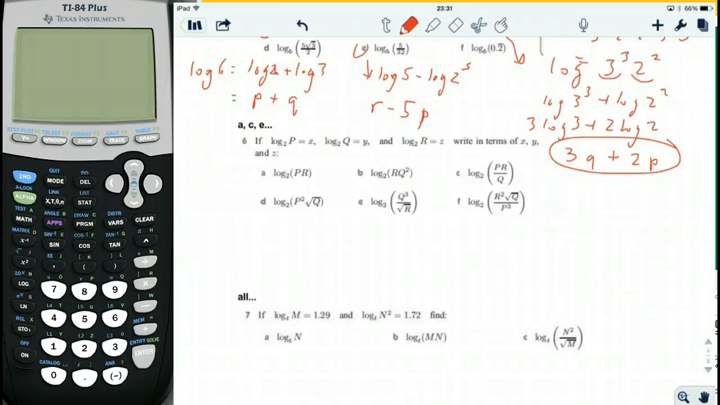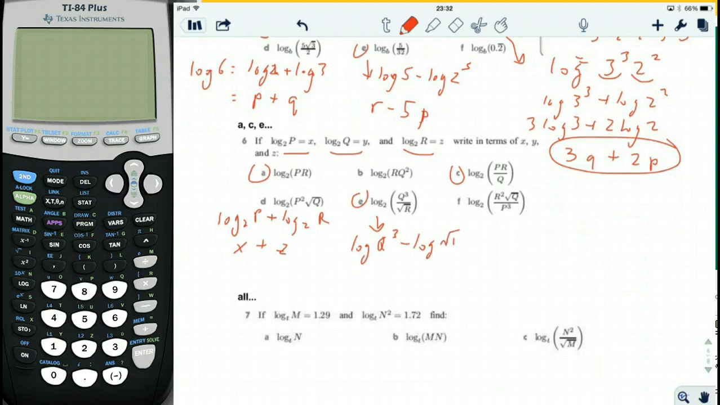this one, log of p is x, log of q is y, and log of r is z, write in terms of x, y, and z. Log base 2 of pr would be log base 2 of p plus log base 2 of r, which would be x plus z. This one here, log base 2 of q cubed times square root of r. So that would be log of q cubed plus log of square root of r, and that's equal to 3 log q plus 1/2 log r, and 3 log q is 3y, and 1/2 log r is z over 2.